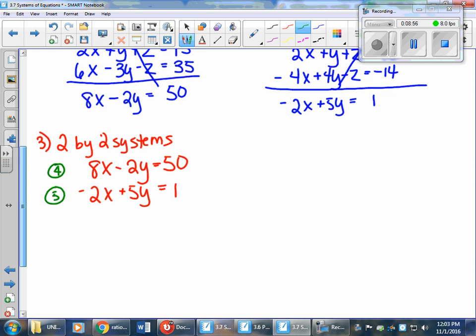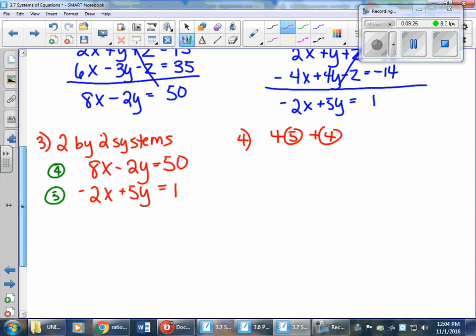So we have to determine what we need to do in order to eliminate one of the variables. So the fourth thing I'm going to do, oh, I'm not going to use that because that looks like I'm using the equation 4. Okay, why don't we do this? How about we eliminate the x? So we're going to multiply number 5 by 4, 4 times the equation 5, right? And then we're going to add.